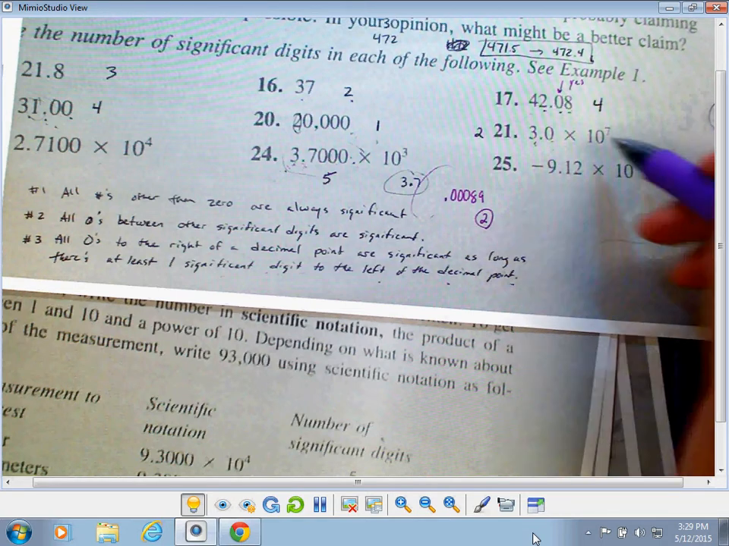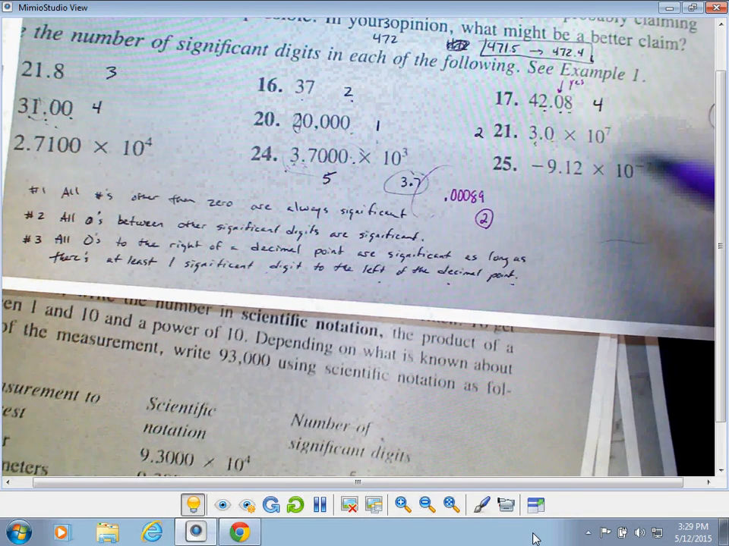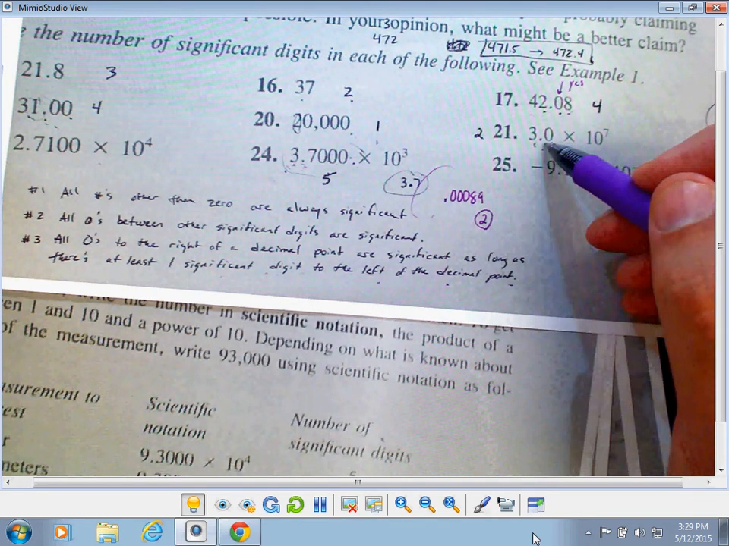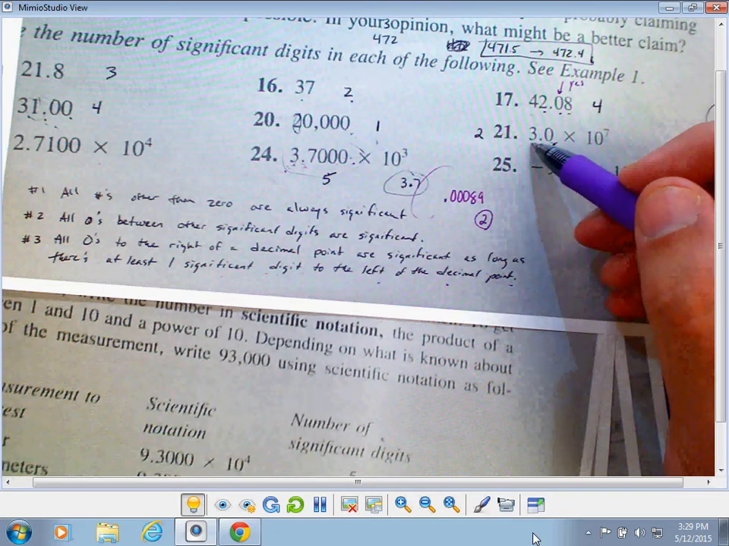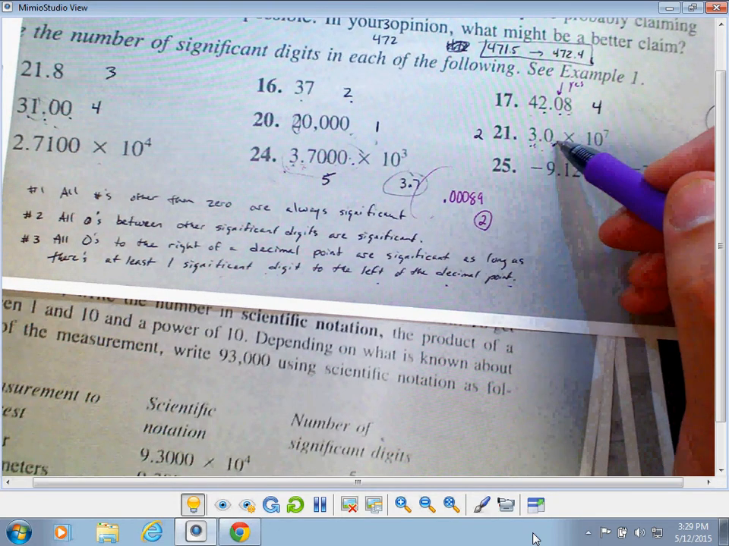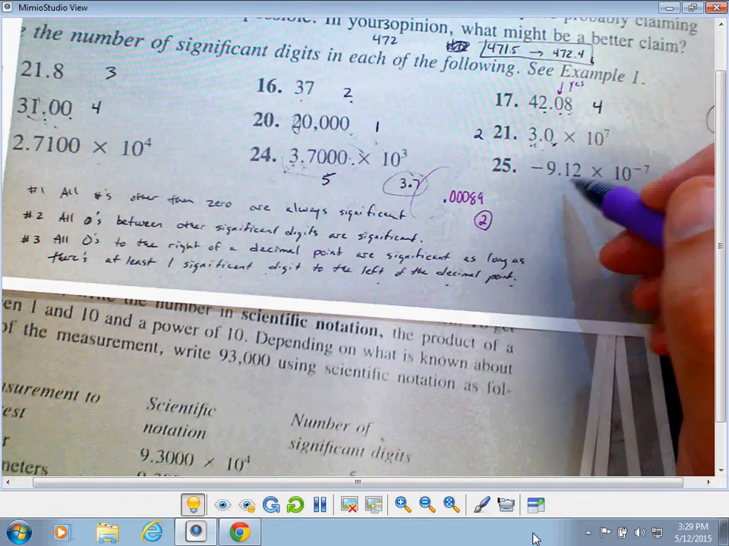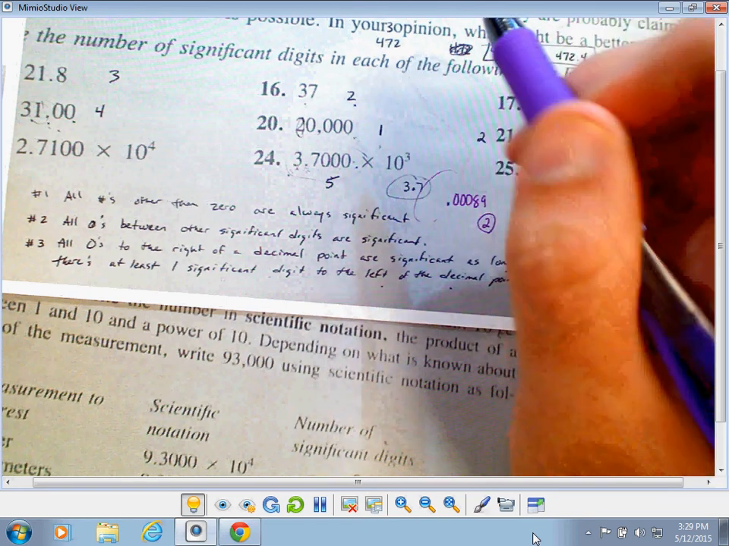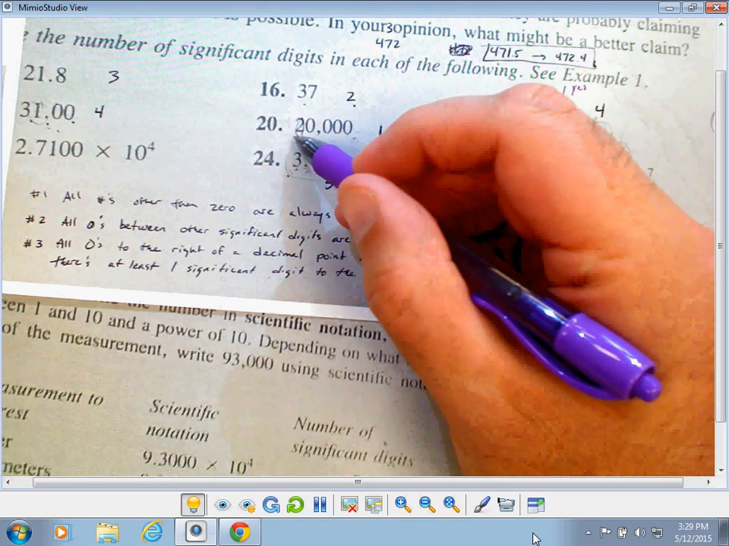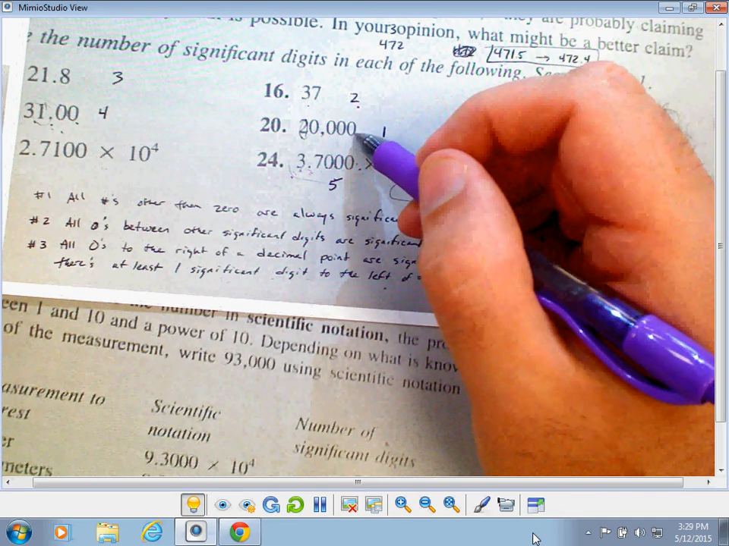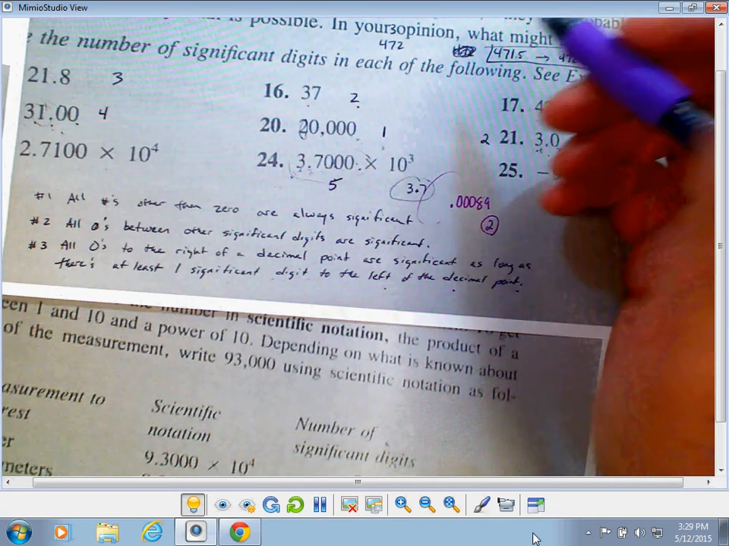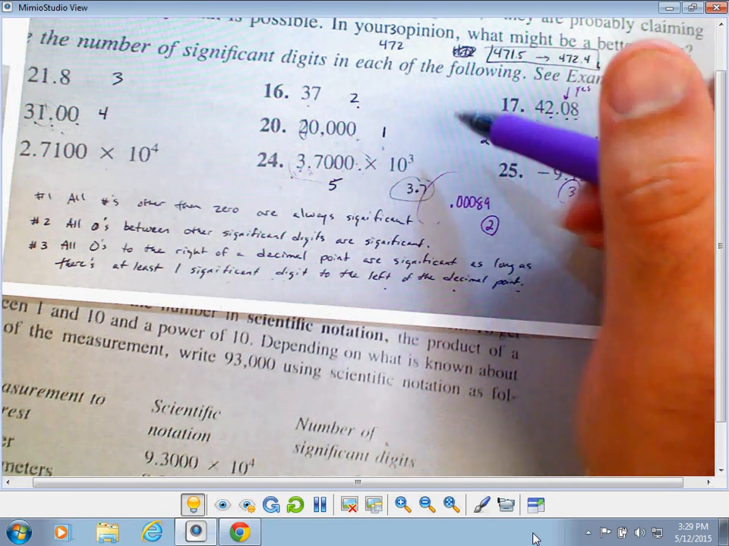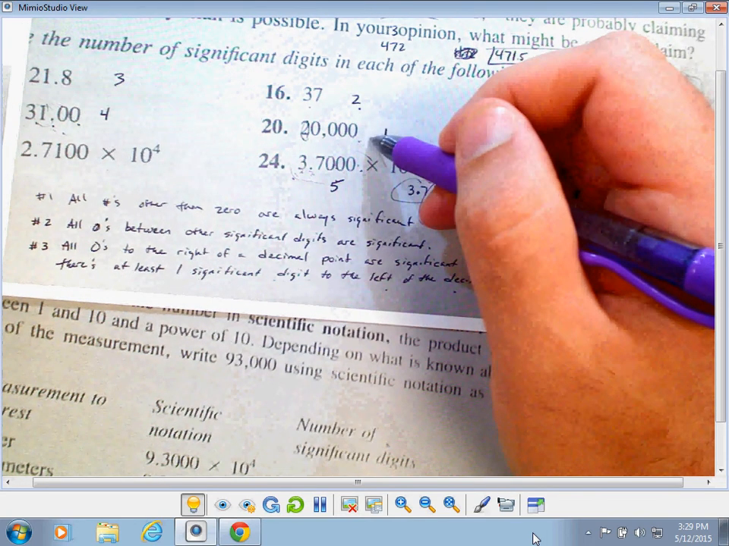So you can go through all of these and try to figure that out, right? I put answers down here for some of them. 3.0 times 10 to the 7th. The zeros after the decimal point are on the right, so it's questionable, except that there is a number to the left. So yes, it is 2 significant digits. This one's easy, 3. How about 20,000? Here's where sometimes people run into problems. 20,000, all of these zeros, they're not significant because none of those apply to this rule. All zeros between other significant digits. Well, here's 1, but where's the one on the other side that is a significant digit?